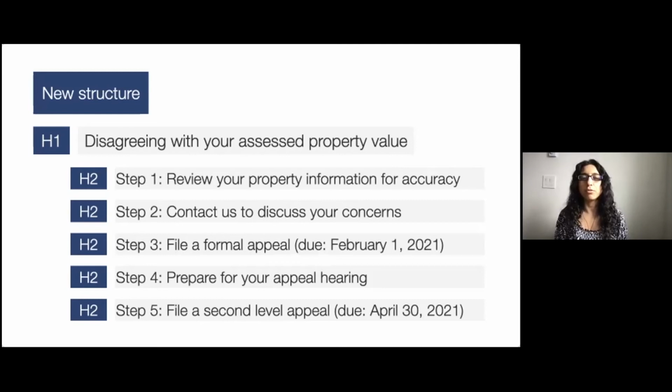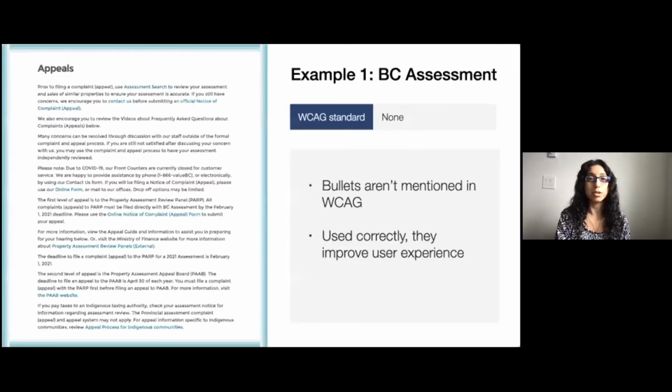But then that's followed by a verb. And you can see that they're all sort of similar in structure. It starts with the same verb tense, present tense. So you've got review, contact, file, prepare, file. And so that's parallel structure. So now I'll talk a little bit about one thing that actually isn't required by the guidelines, and that's bullet points.